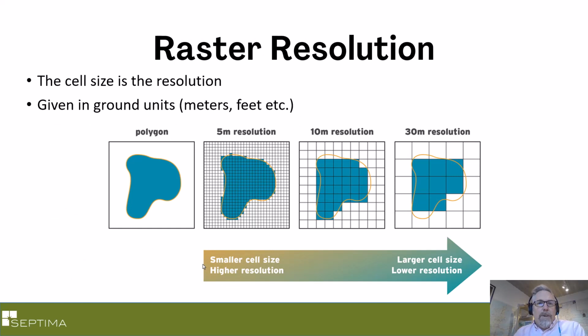Next, I want to talk about raster resolution, which is the cell size of the raster. And it's given in ground units. So for example, a 5-meter resolution raster is every pixel is 5 meters on a side, and those pixels are square. You can see that with smaller cell size, you have higher resolution, and larger cell size will be called lower resolution. And this will always be given in ground units.